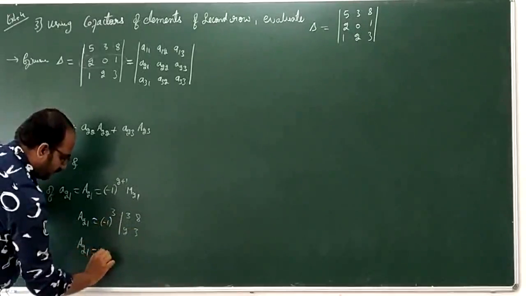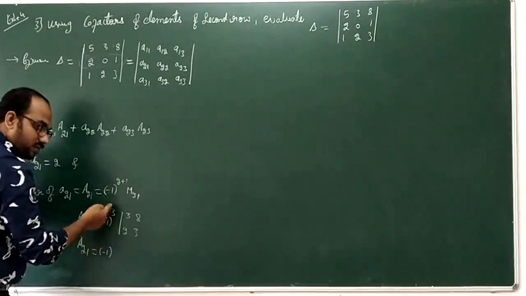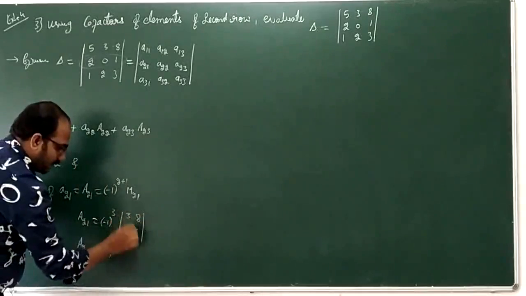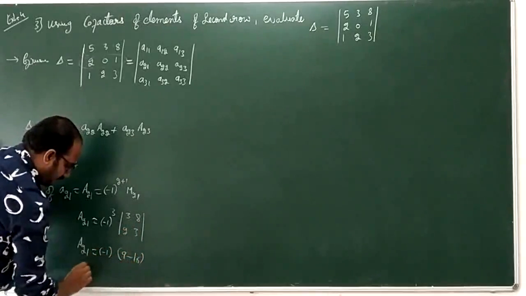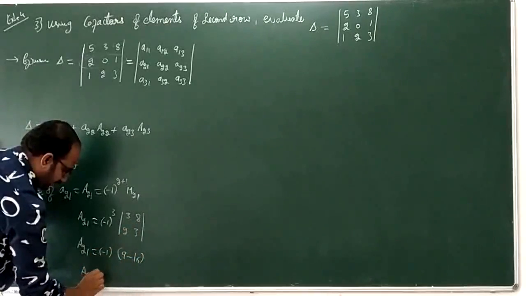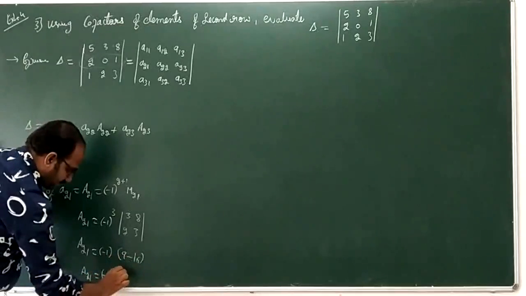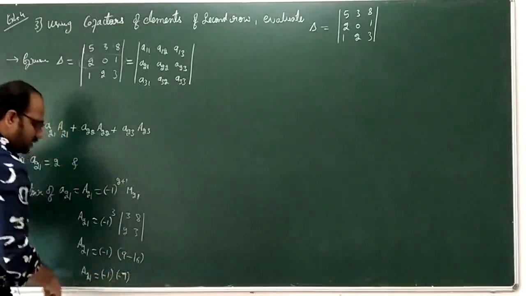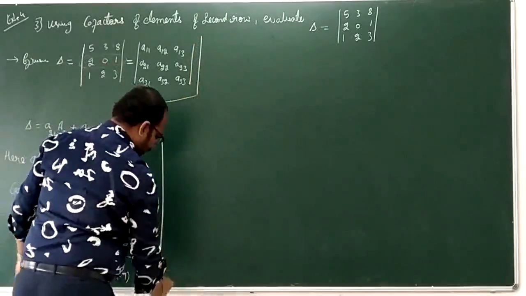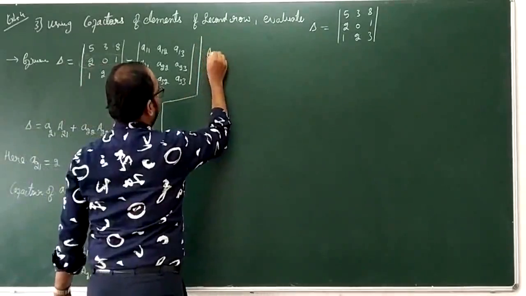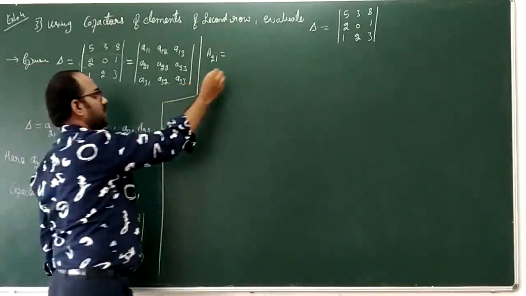Since the power is odd, its value is -1. When minus 1 power is odd, its value is -1; when even, its value is 1. Now finding the determinant value: 3 into 3 is 9 minus 8 into 2 is 16, that is -1 into 16 minus 9, which is -7, so -7 into -1. Cofactor of A21 is equal to -1 into -7, which is +7.